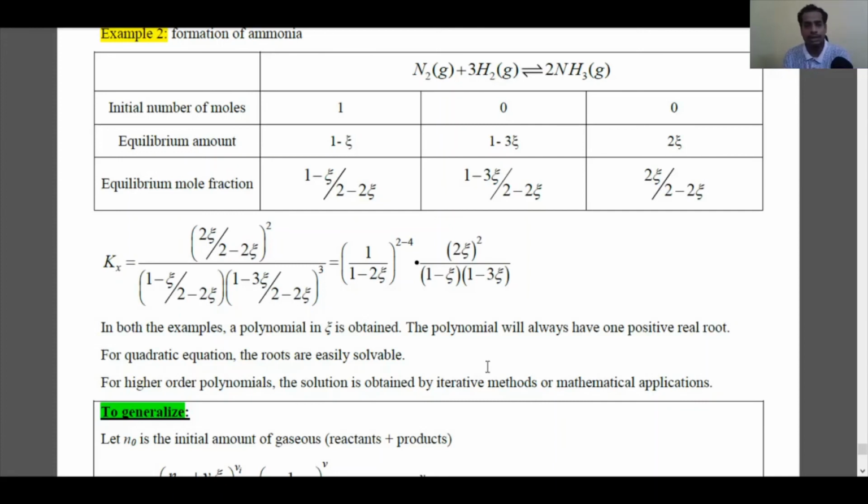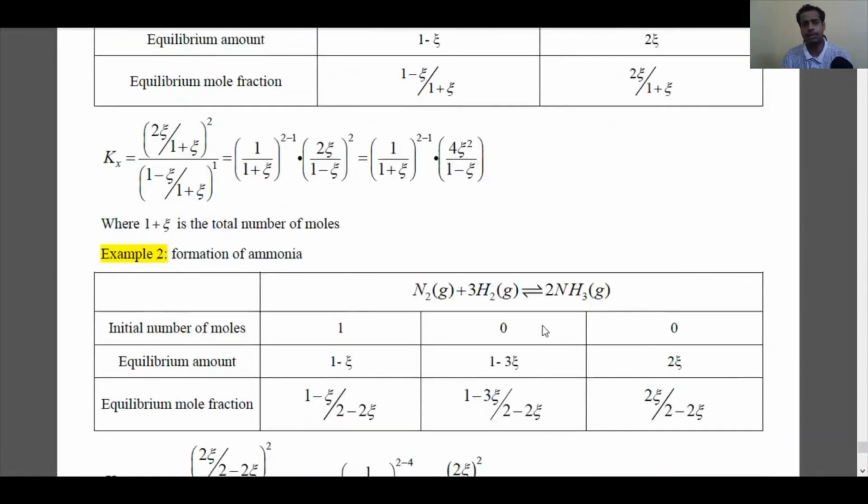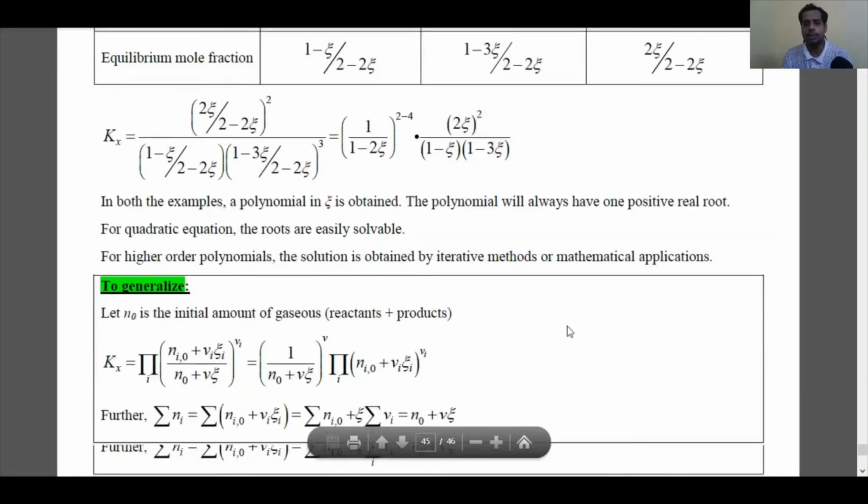So what is the solution to our objective? Our objective was to study the effect of initial composition or initial concentration on the equilibrium constant. So we tried to obtain an expression, but every time we are getting a polynomial in form of xi, the extent of reaction. To generalize, these are the two examples I have given: one is the decomposition of nitrogen tetroxide, the second is the formation of ammonia.